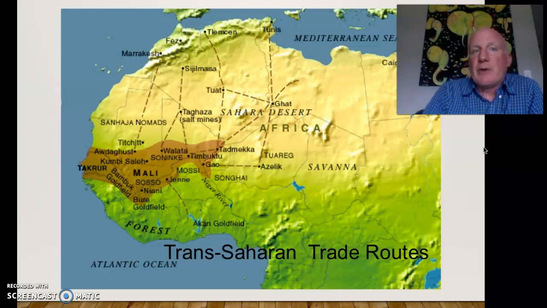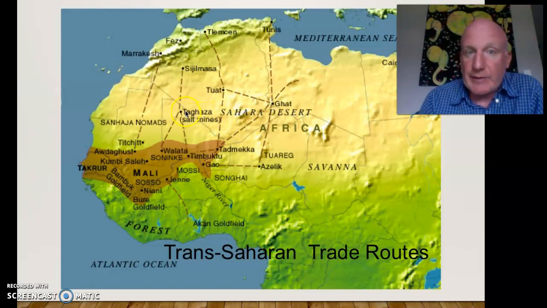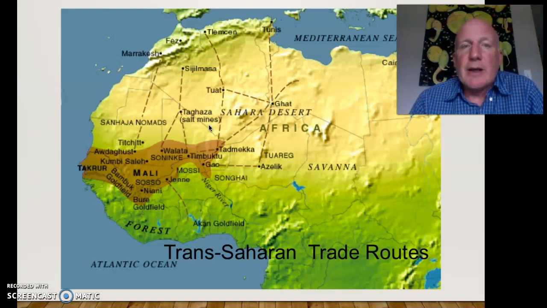So if you were ever to go along the coast of Africa, you will see a lot of Arabic influence on those coastal cities. But they eventually made their way inland. Here is Tagaza, which had salt mines. I don't know if they still do have salt mines there. I'm guessing they do. But that was one of the primary interests in the slavery.